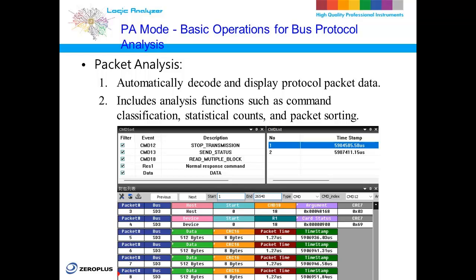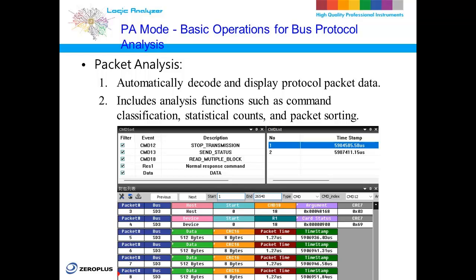In Protocol Analyzer mode, packet analysis is one of the key steps in protocol diagnostics and troubleshooting. Today, we'll go over how to perform packet analysis, including automatic decoding, packet data display, command classification, and packet count statistics. In PA mode, automatic decoding is one of the most basic and useful features. Once you successfully connect the test device and start recording data, Bus Expert 2 will automatically decode and sequentially display the protocol packet data based on the protocol you've selected.